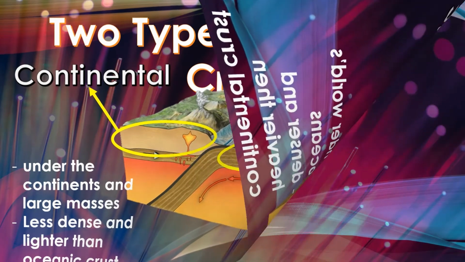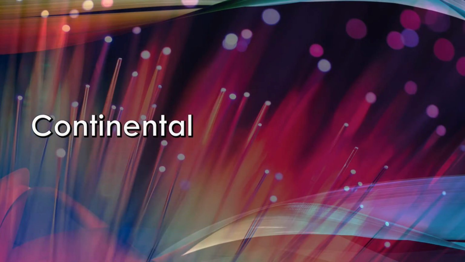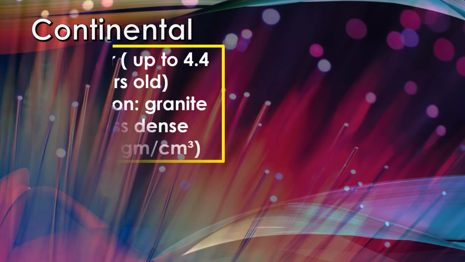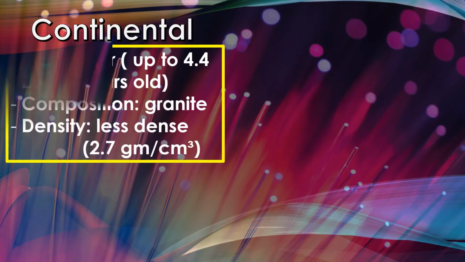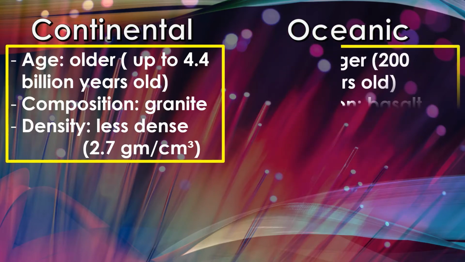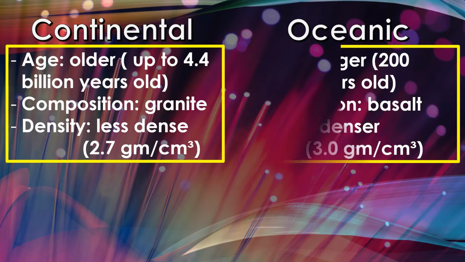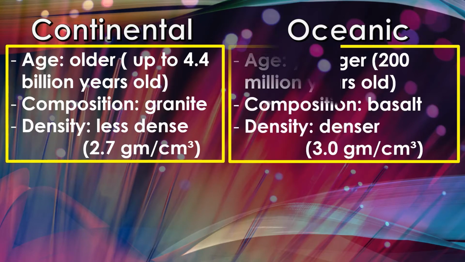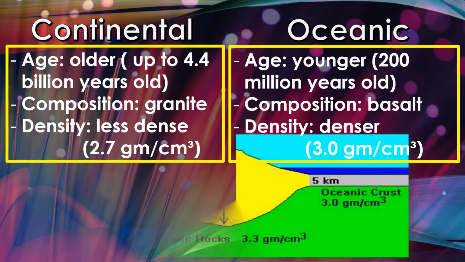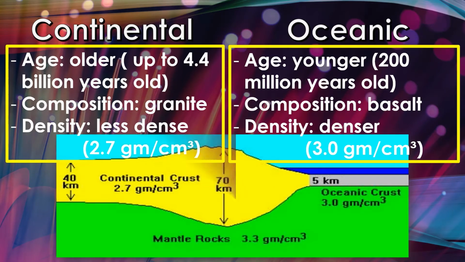Let us compare the characteristics and components of the crusts. Continental is said to be older, about 4.4 billion years old, composed of granite, which makes it less dense, about 2.7 grams per cubic centimeter, while oceanic is said to be younger, about 200 million years old, composed of basalt, which makes it denser at 3.0 grams per cubic centimeter.